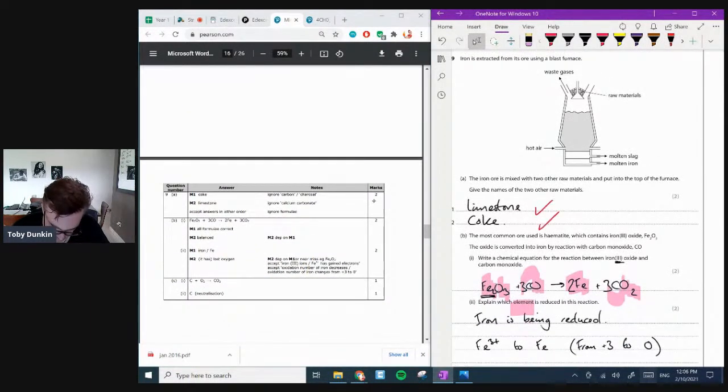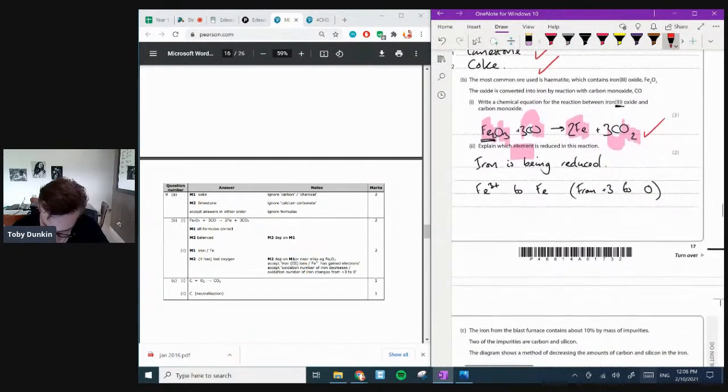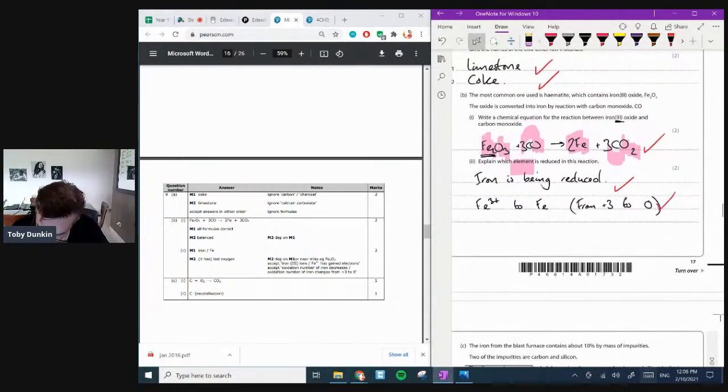Coke, limestone, balanced equation, all formulas and balancing. Right, iron has lost oxygen. Iron is being reduced. Except gains electrons. Iron has lost oxygen. Iron is being reduced. I'm giving oxidation numbers. Oh look, oxidation numbers to 0. Perfect.